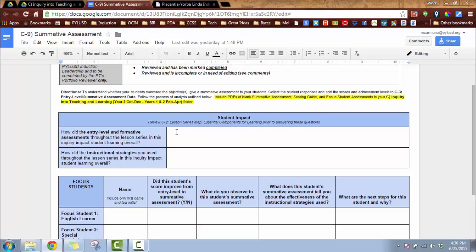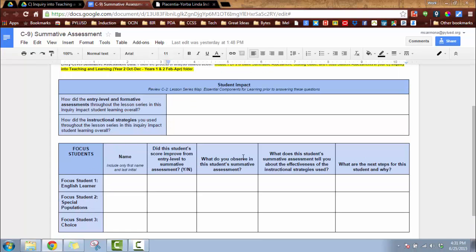And so that is an answer that I don't have, but you can go through and either bullet or write in a narrative format into this box what your students know now and how you feel the entry-level and formative assessments tied into that and how that impacted student learning. And hopefully it was positive. And then you're going to think about the instructional strategies that you used. You may have done some research on instructional strategies, and how do you feel that impacted student learning overall?